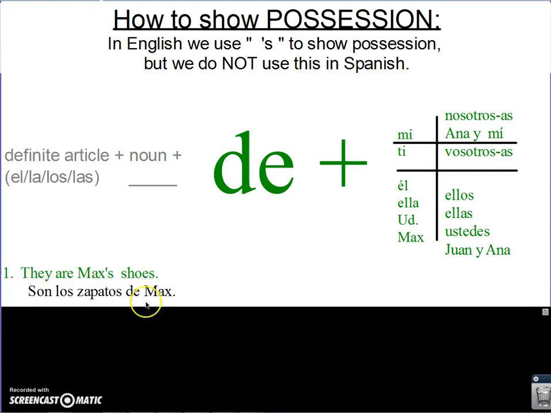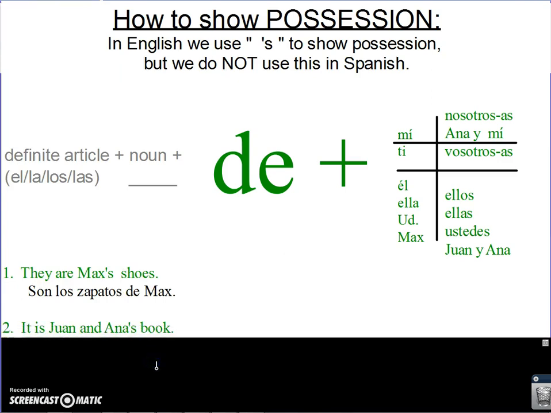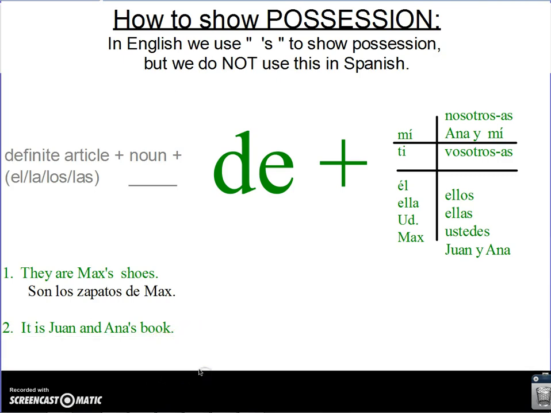Let's look at another one. Number 2. It is Juan and Anna's book. I'm not going to show you the answer this time. I'm just going to ask that you give it a try.